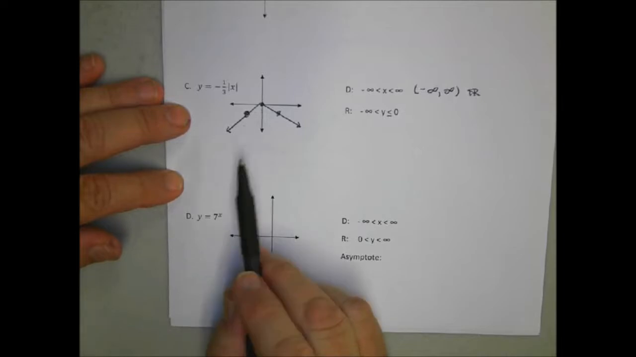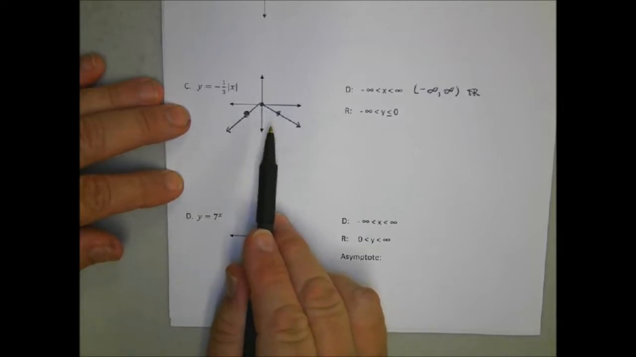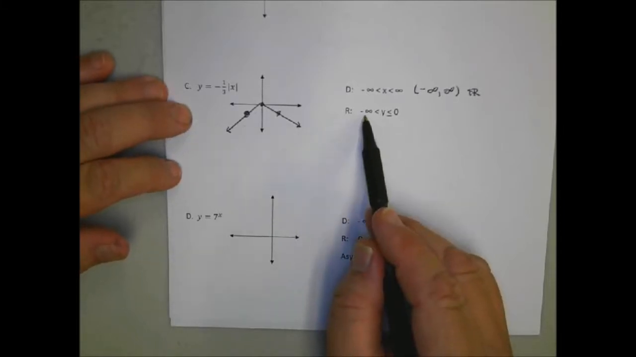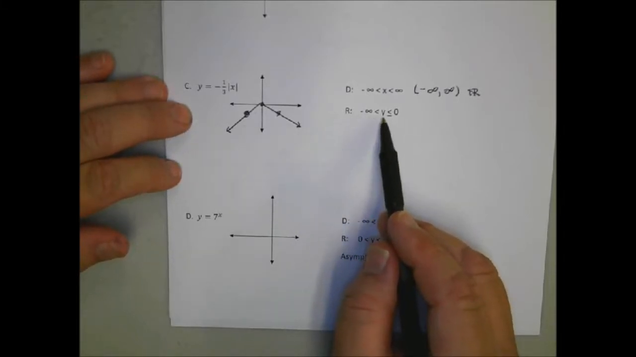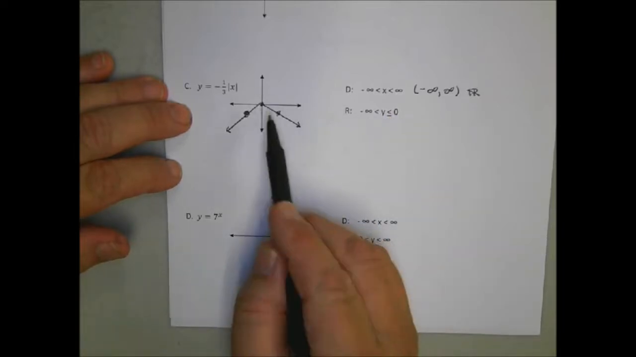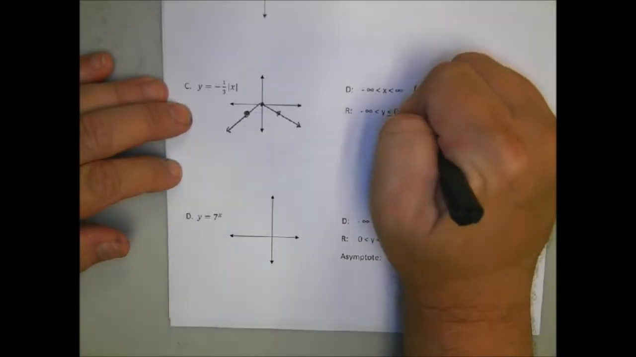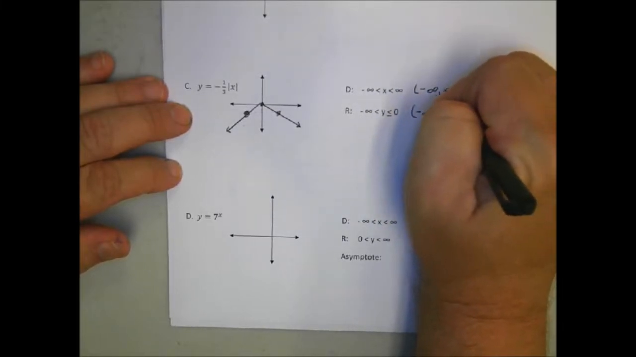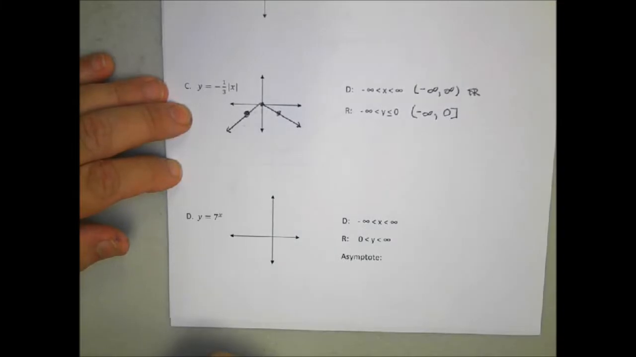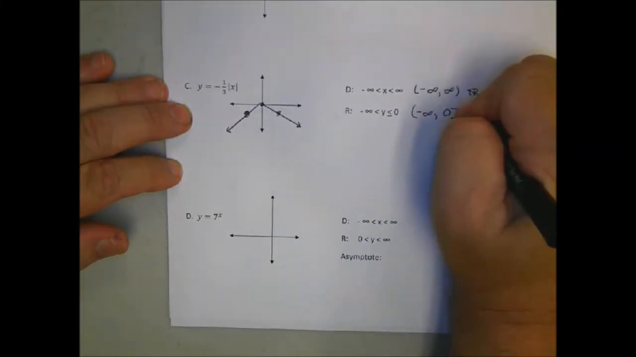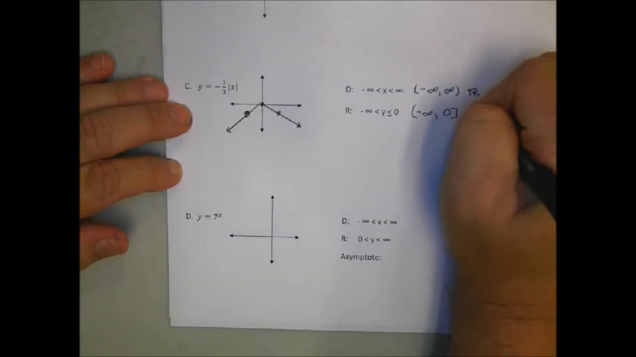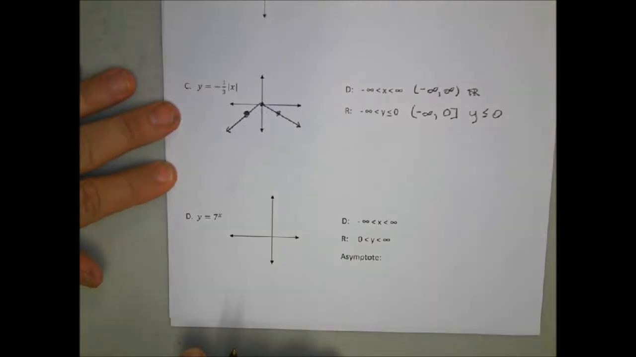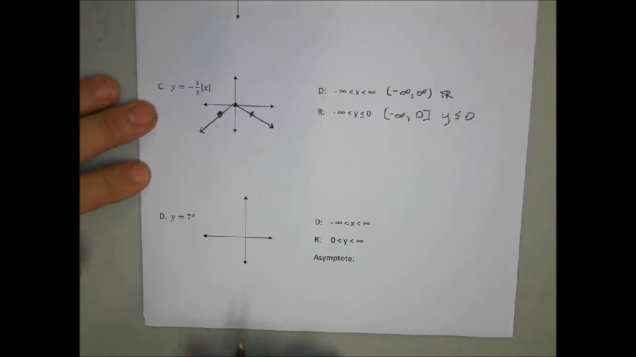Now on this particular graph, 0 is the highest value that this graph reaches. So it goes down forever and ever. So negative infinity is less than y, which is less than or equal to 0, because that's the high point. So negative infinity with open and 0 with closed. Or another way of writing that would be all y values that are less than or equal to 0. There we go.